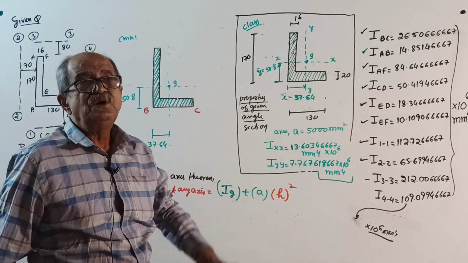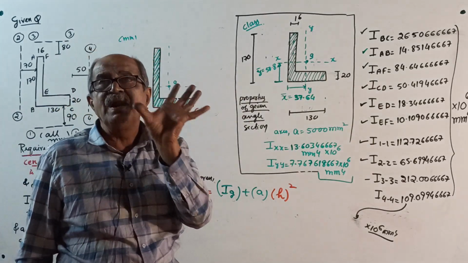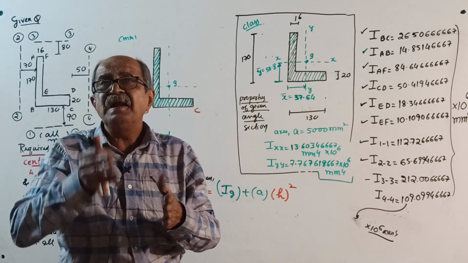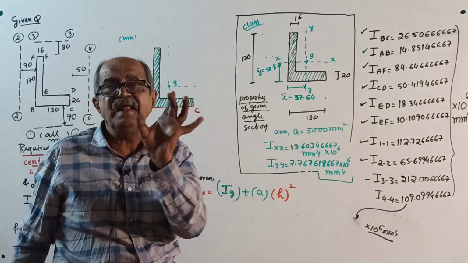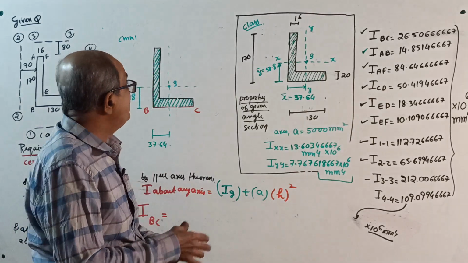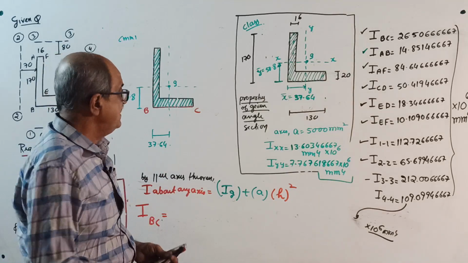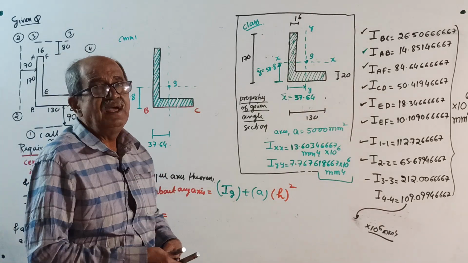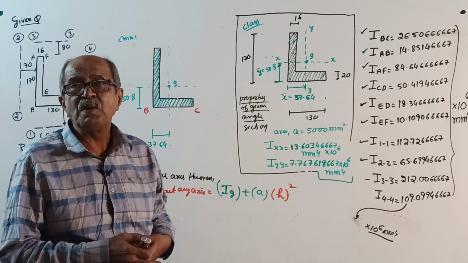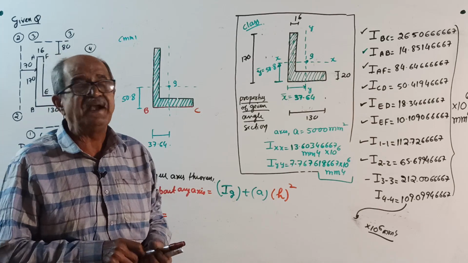Like 200 by 150 by 15. One leg 200, one leg 150. Thickness, both are equal. Or equal angle, 100 by 100 by 8. But this is a class question now. What happens is, in steel tables, see, actually it is not steel table, it is the IS handbook for rolled steel sections, properties. But people usually say steel tables because it is edited and printed.